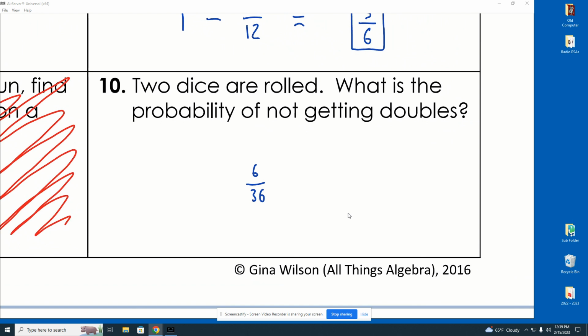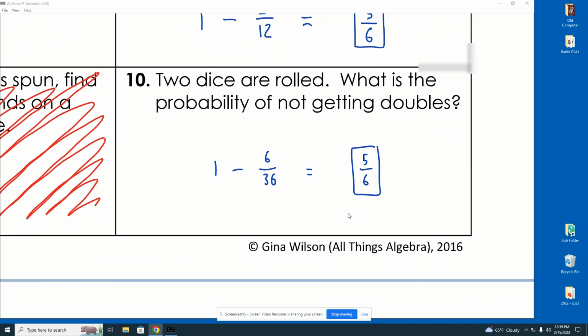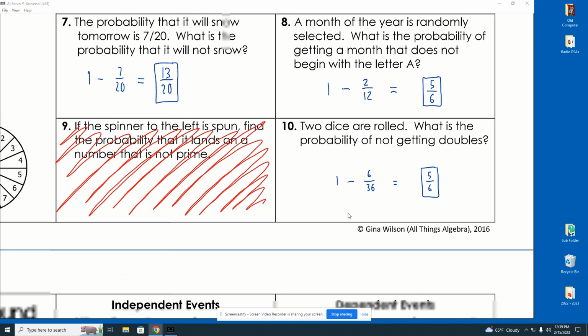So instead of counting all the ones that are not doubles, let's just count the ones that are doubles and subtract it from 1. So 1 minus 6 over 36 is what? Same as the one above it. Just a coincidence. But there you have it. So complements are when you are doing not an event, it's easier to sometimes subtract the event from 1. Y'all with me on that?